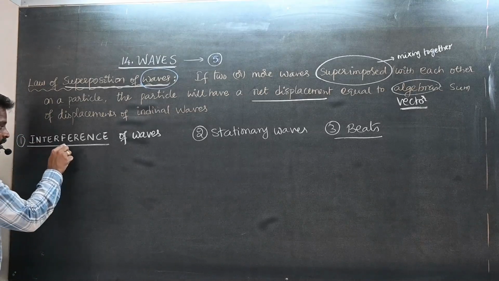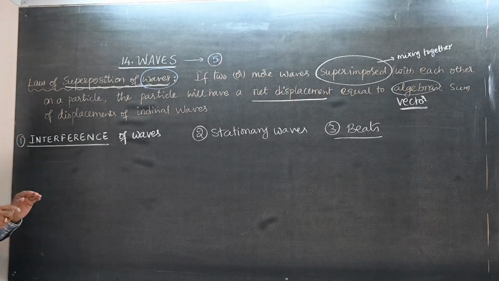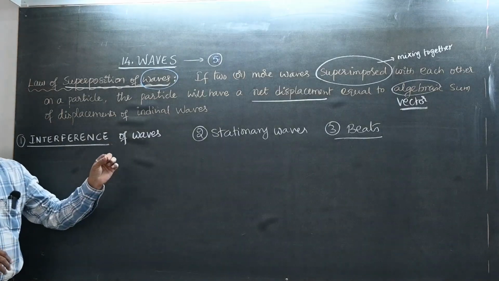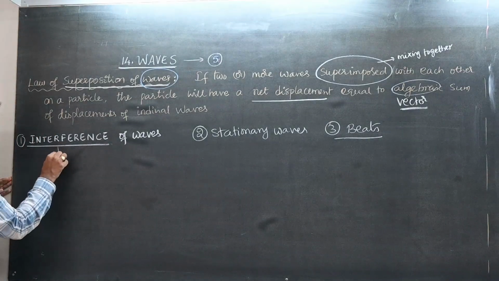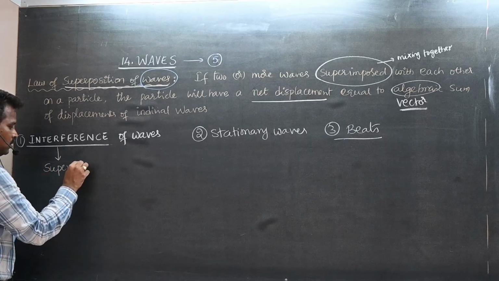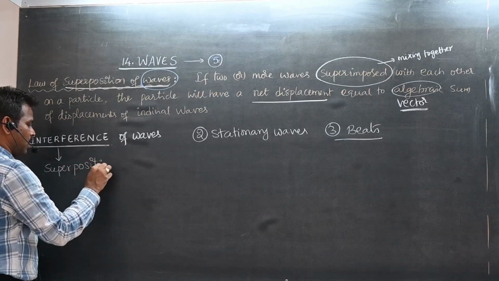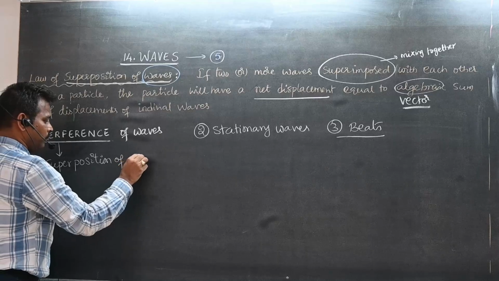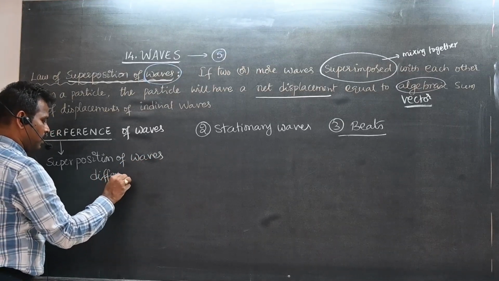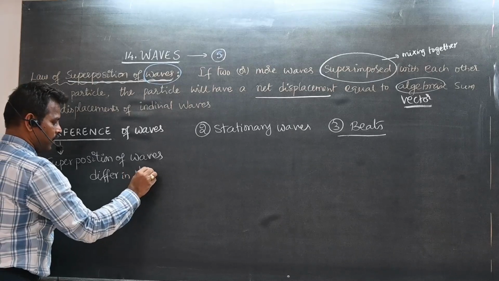First of all, interference of waves. It is the superimposition of two waves which are different in phase. What is this? Superposition of waves that differ in phase.